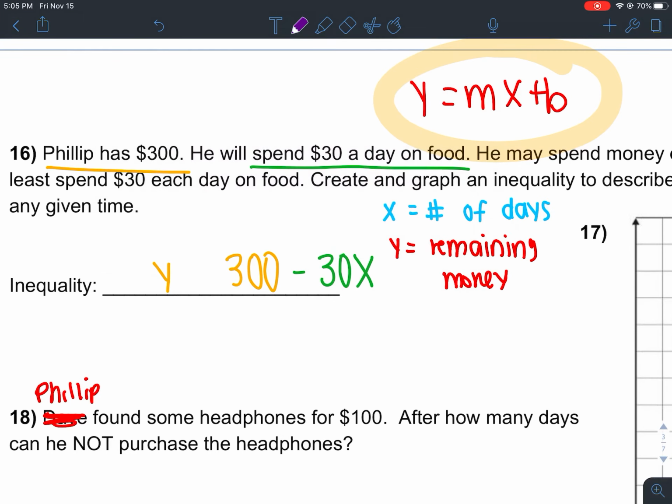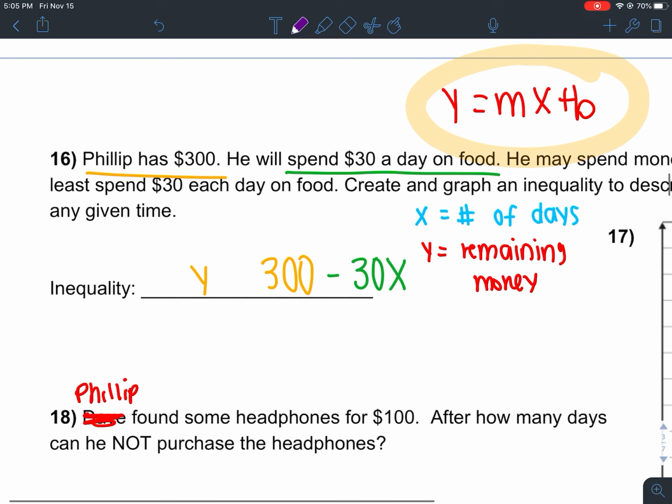Now, we know we don't want an equation. We need an inequality. So we need to come up with this. Now, y is our remaining money. Well, our remaining money can only be equal to 300 or less than that because we can't have more than what we started with, right? So y, our remaining money, is going to be less than or equal to the $300 we start with minus the $30 we take each day.